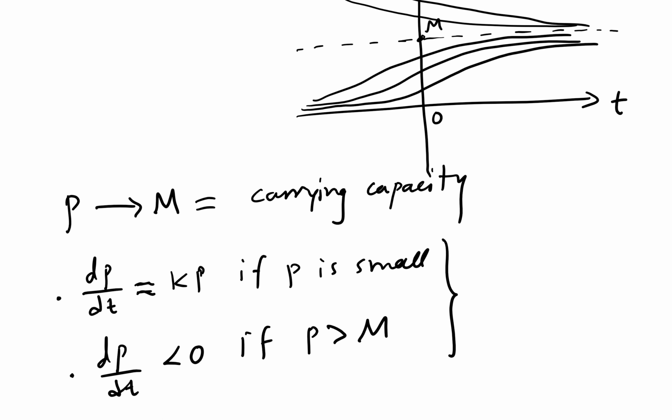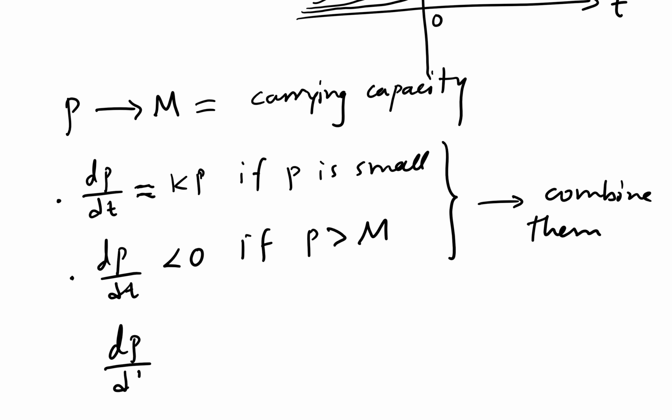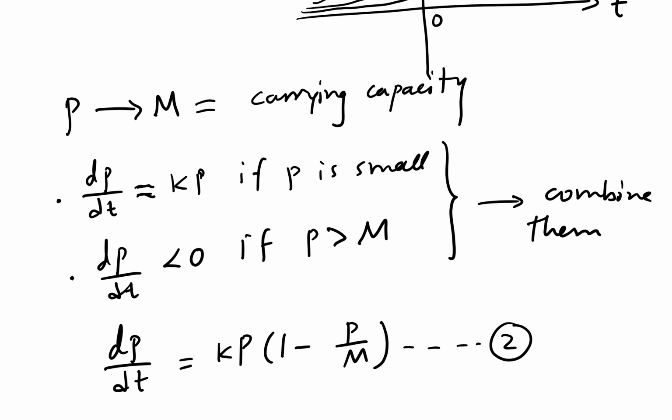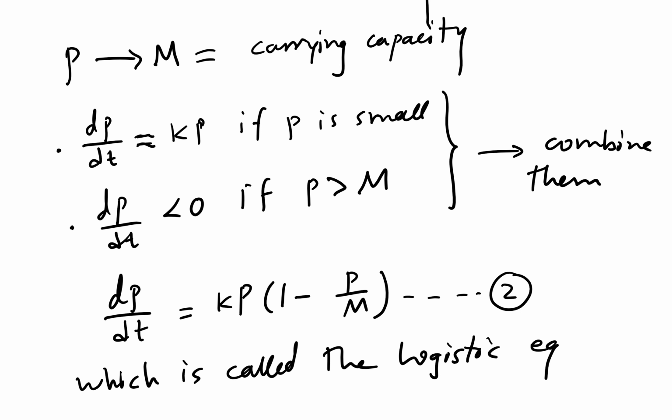Now, if I take these two together and combine them, we get one equation: dp/dt equals kp times 1 minus p over m. Let me call this equation 2. So these two equations could be combined into one equation. This equation is called the logistic equation, or logistic differential equation.